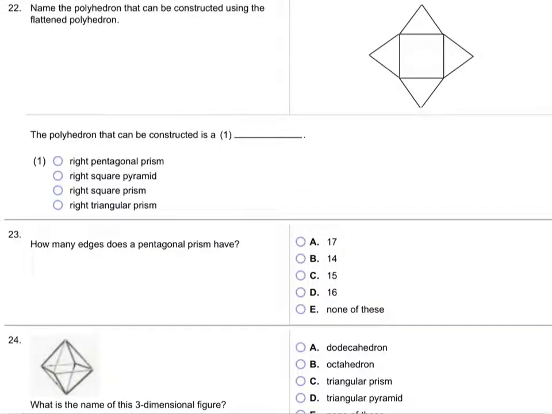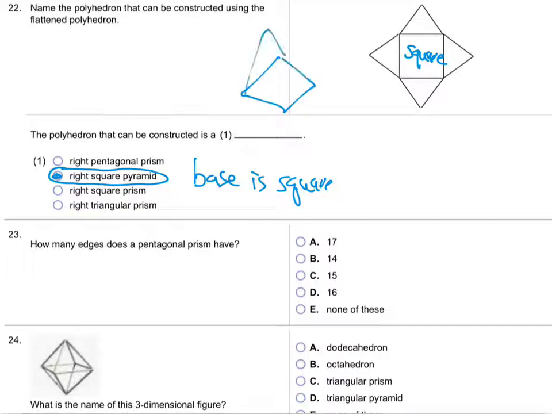It's the right square pyramid. Why square? Because the base is a square. So pyramids are named by their base. The base is a square. It's a right square pyramid, and again, it would look like that, wouldn't it, if you folded those four pieces up? All right, and the right means it comes straight up the middle. It's not leaning, in other words.